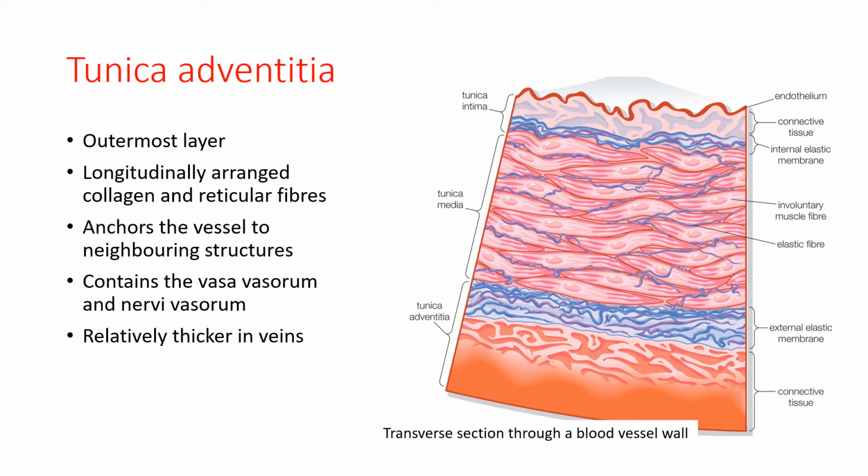The tunica adventitia is the outermost layer made up of connective tissue, and in this layer the collagen fibers are longitudinally arranged along with some amount of elastic fibers. This layer gradually merges with the surrounding tissue, and it serves to anchor the blood vessel to the neighboring structure. This layer also contains the vasa vasorum and nervi vasorum of the blood vessel. This layer is relatively thicker in veins compared to the arteries.